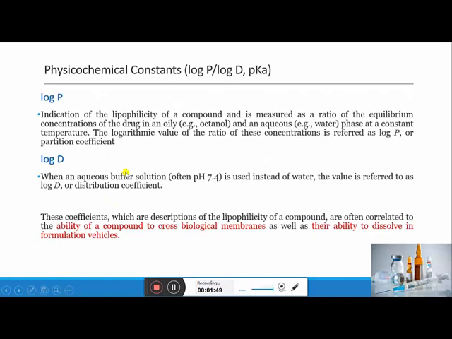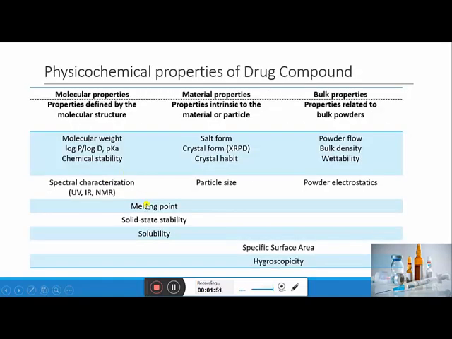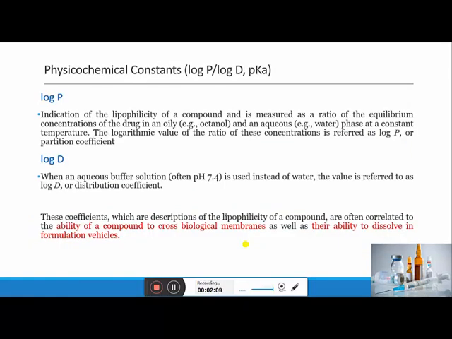There are a few properties which are a combination of molecular properties and material properties, like melting point, solid state stability or solubility. Same as that, specific surface area and hygroscopicity are a combination of material property and a bulk property. So start with first, physicochemical constants.